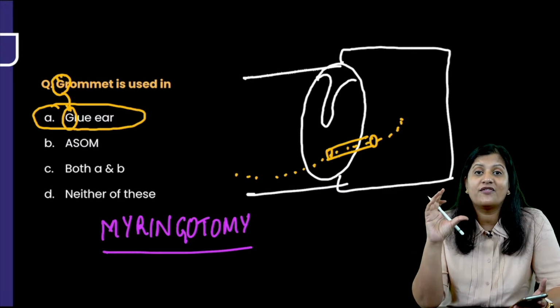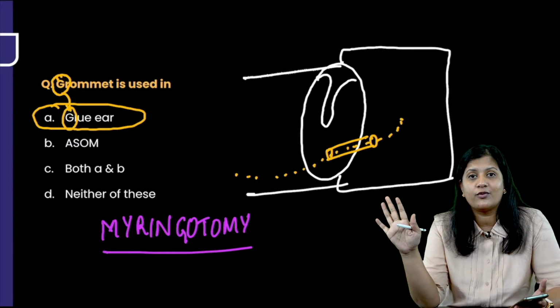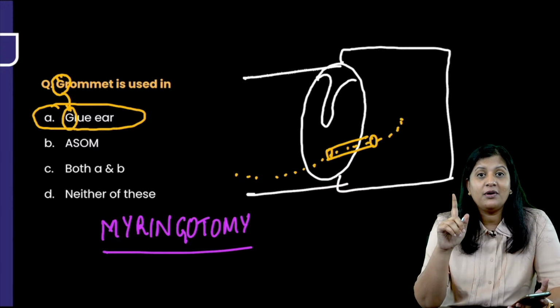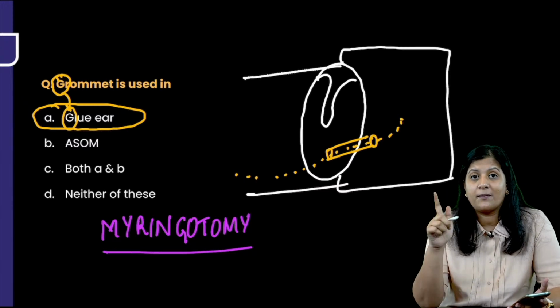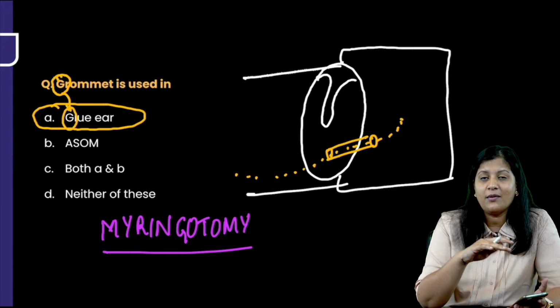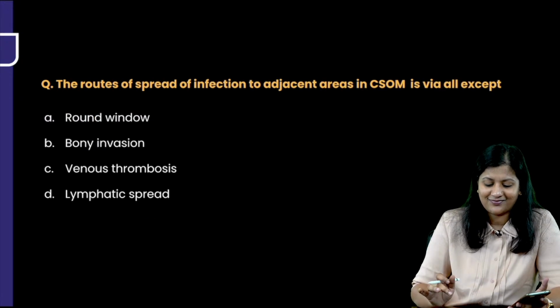trap of the examiner, who may be purposely trying to find out whether you know it or not. So remember, grommet is only for glue ear, but myringotomy is done for both. So myringotomy both in ASOM and SOM, but grommet is done only in glue ear. There are specific indications when you will do myringotomy in ASOM and when you will do it in SOM. I am sure all of you know that, so I am not going to repeat that.